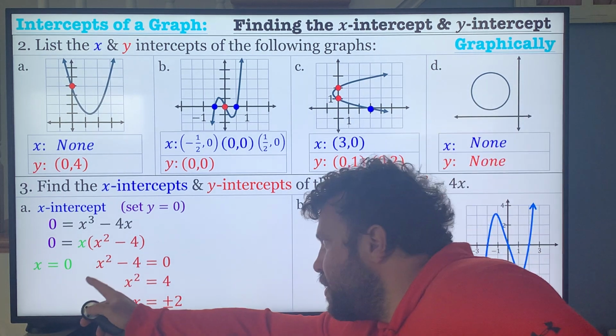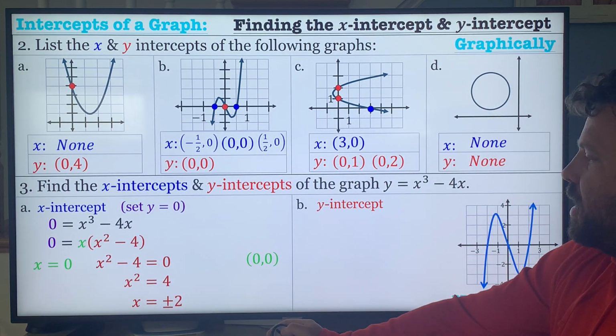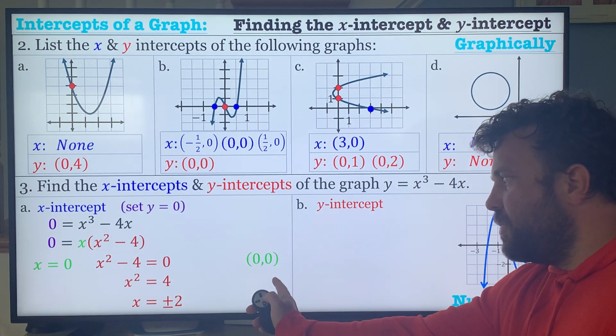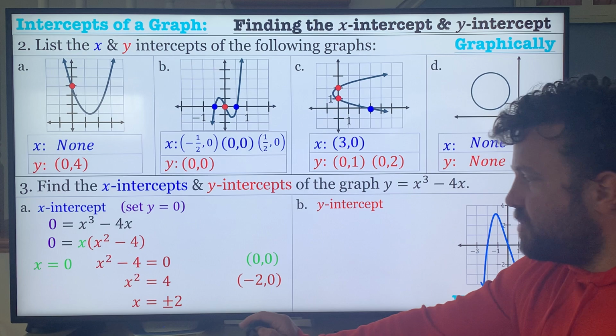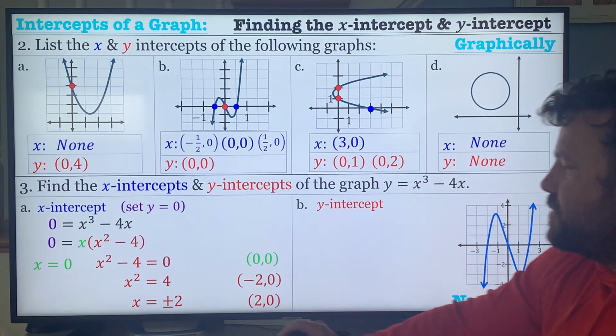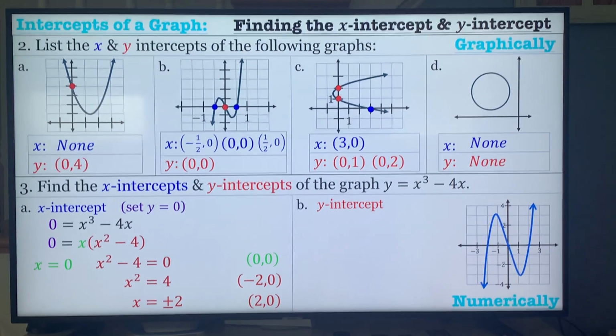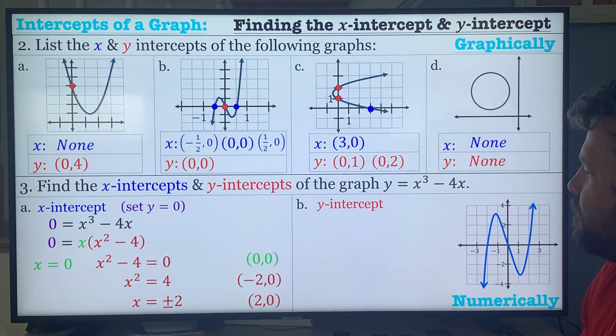So you actually have 1, 2, 3. So x equals 0, (0, 0) is one intercept. Negative 2, 0, and positive 2, 0. So those are your 3 x-intercepts. All right? Y-intercept time. So another way to do this, just real quick.